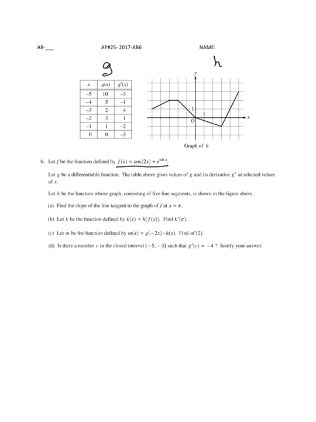So they define f of x as cosine 2x plus e to the sine x. And they say g is a differentiable function, and the table above gives all values of g and its derivative. And h is a function whose graph consisting of 5 line segments is shown in the figure above.